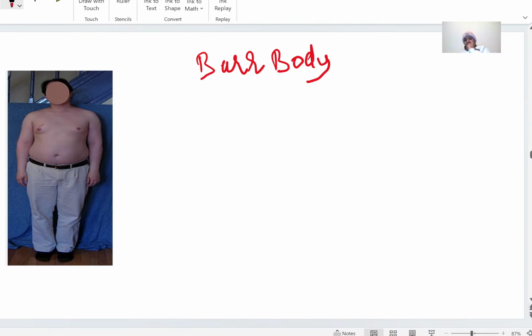What is this picture of? Diagnosis? Klinefelter syndrome. Okay. Now you tell me, what is the bar body in Klinefelter syndrome? How many bar bodies in Klinefelter and how many bar bodies in Turner?